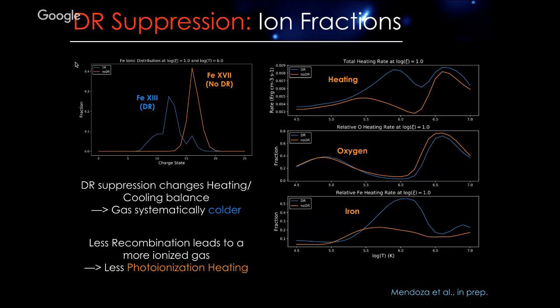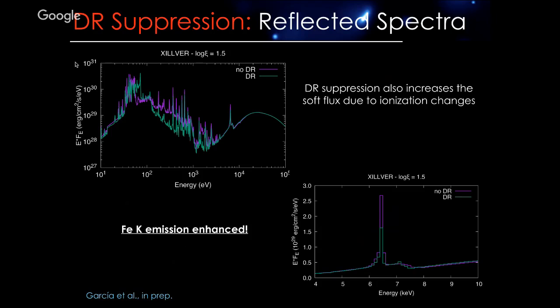So if we run something with the standard DR rates, we get a particular solution that says, well, iron 13 in this case is the most dominant iron, but then exactly the same conditions with DR suppressed will give you a higher ionization for the same conditions. So clearly, at high densities, we need to worry about these things. And this is what happens to a reflection model, the ones that I showed before. Once you start suppressing DR, it has a similar effect as the high density by itself.